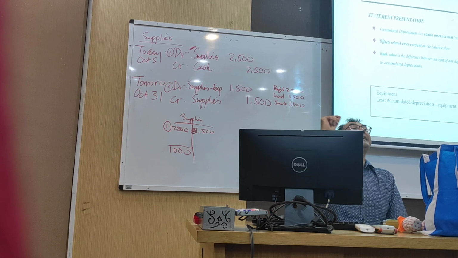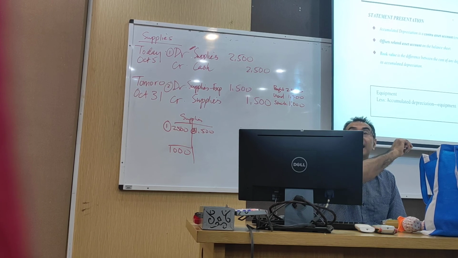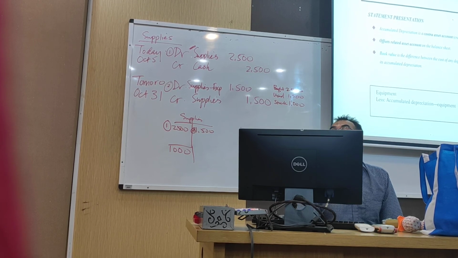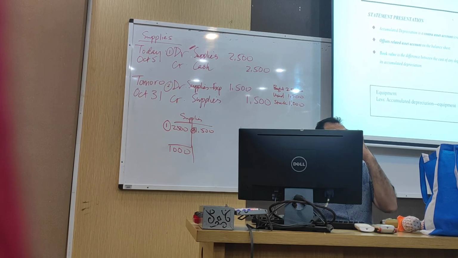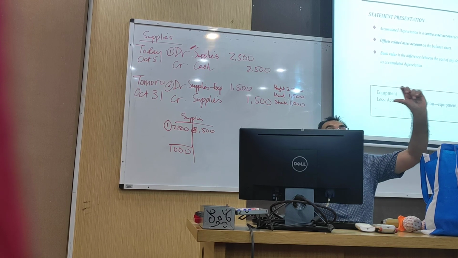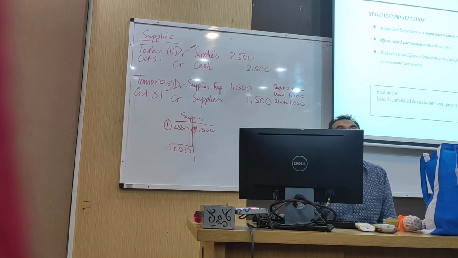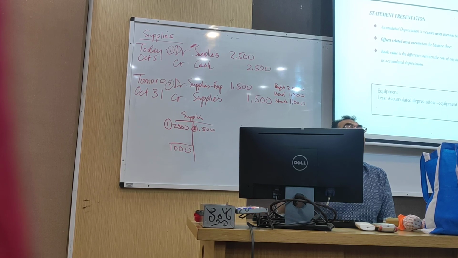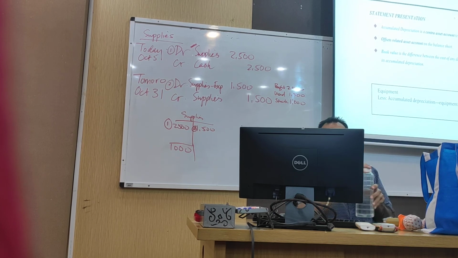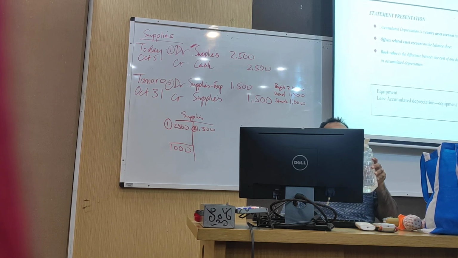Why? An asset account, I told you in the last class, always has a debit balance. Correct or not? But this is a contra asset account because it is shown in the asset section of the balance sheet, but it has a credit balance. Therefore, it's called a contra asset account.